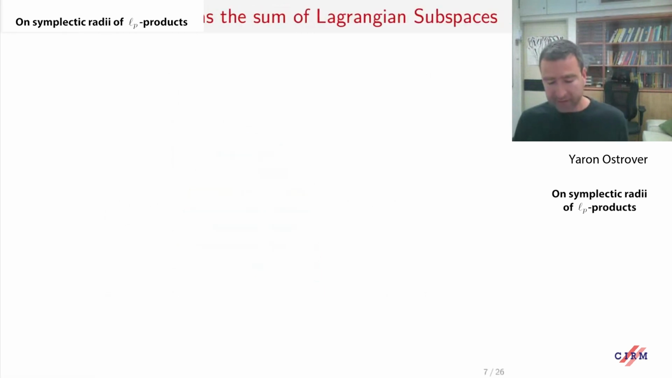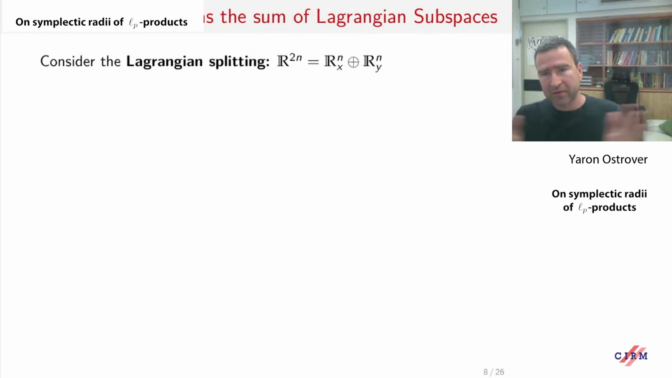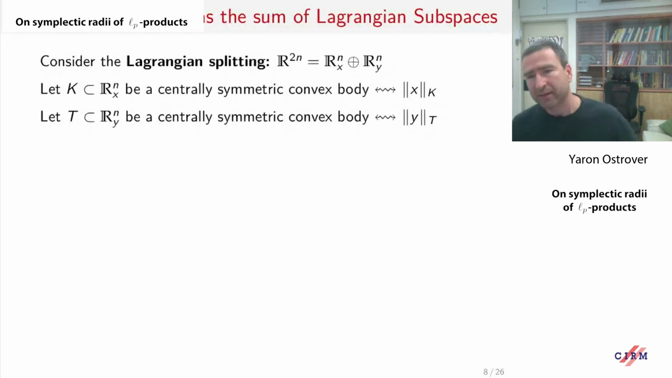And the class that I want to consider is based on the fact that the classical phase space is the sum of two Lagrangian subspaces. So what do I mean by that? I consider the natural splitting of R^2n into X and Y coordinates, or P and Q coordinates if you wish. And I'm going to choose domains in these two Lagrangian subspaces. Now, in this talk, I'm going to consider only nice, symmetric, convex domains. This is already interesting enough for the symplectic embedding questions.